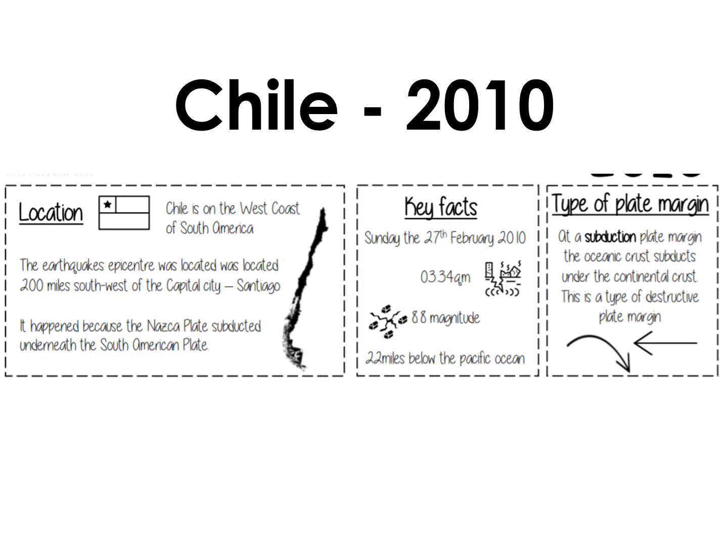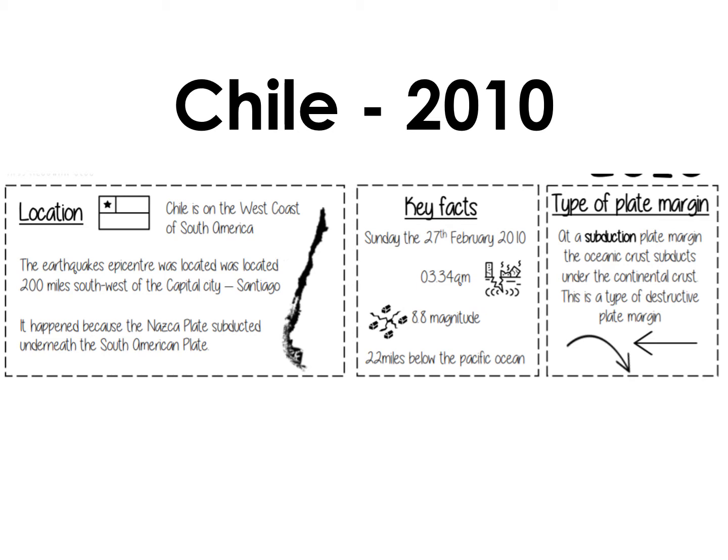We're focusing here on the Chile earthquake of 2010. Chile is on the west coast of South America. The earthquake's epicenter, the middle where it hit, was located 200 miles southwest of the capital city, Santiago. It happened because the Nazca plate subducted under the South American plate. If you look to the right of the screen, you'll see a diagram of what that looks like.